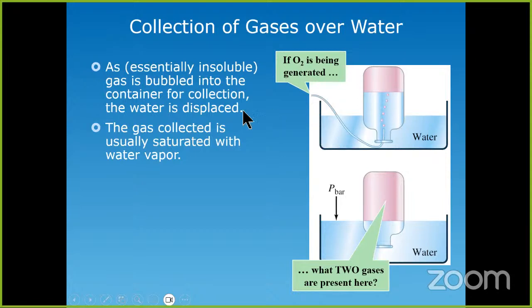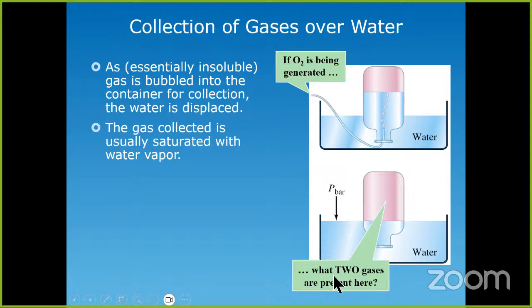And what we typically do in this sort of setup is that we basically collect enough gas such that the water level inside the jar is the same as the water level outside the jar. And the reason why we do it that way is because when we do it that way, we know that the gas that is collected here will have the same pressure as the barometric pressure that is exerted on the surface outside.